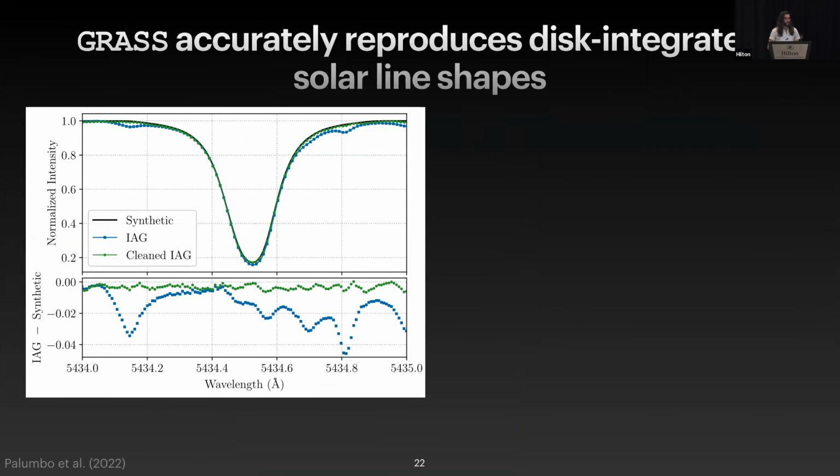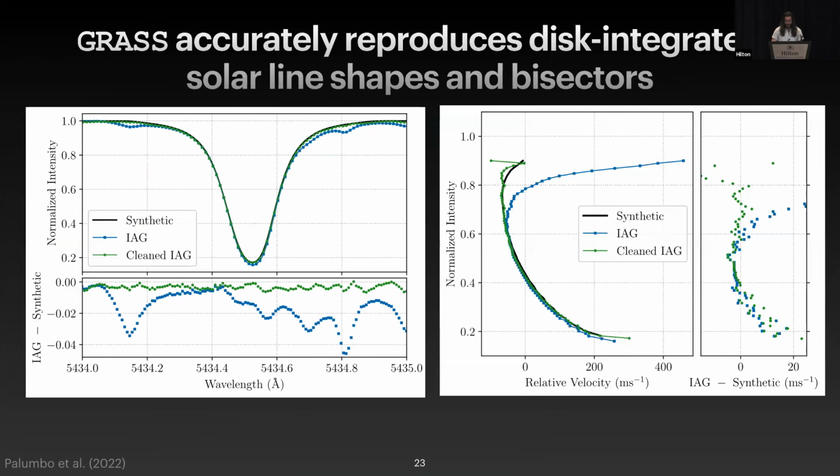Comparing our synthetic disk integrated line shapes, in this case, the Fe I 5434 line, to direct observations of the disk integrated line shape, in this case, the IAG Solar Atlas, we can see we do quite well. So this model, which takes in disk resolved observations, produces pretty accurate disk integrated observations. And this is especially true when we fit out shallow line blends in the wings of this line. If we measure a bisector and zoom in on that x-axis, we can again see that we reproduce disk integrated bisector shapes really well. And so we can take these disk resolved data and produce great disk integrated data while preserving that time step.